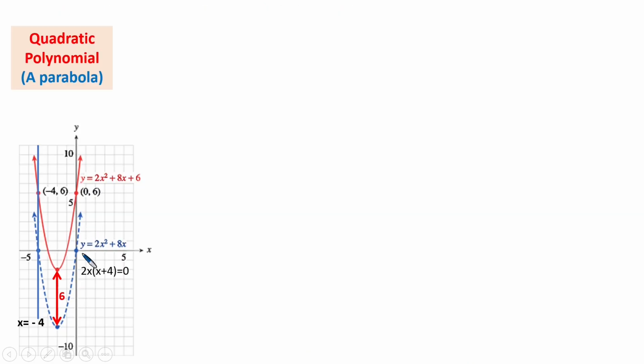Now if you have this parabola, y is equal to 2x squared plus 8x, and if you add one constant, plus 6, this whole parabola will move by 6 units. And how do we know where it will intercept? For this equation I have written, 2x is common, so 2x into x is 2x square, 2x into 4 is 8x. So for x equal to 0 it will intercept, and for x is equal to minus 4, this quantity will become 0. So this quantity will become 0 for x equal to 0 and for x equal to minus 4.